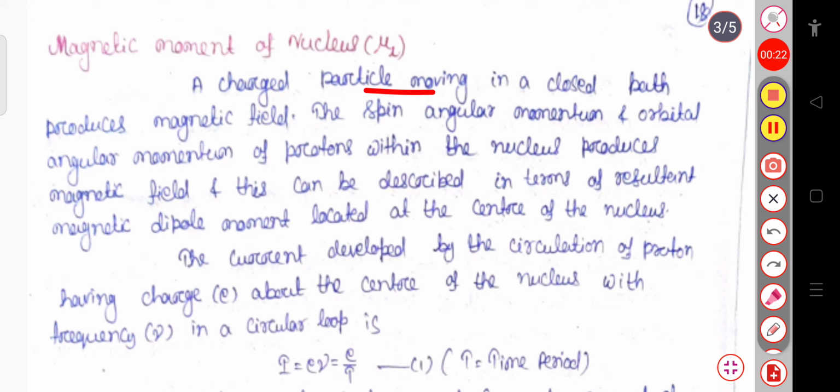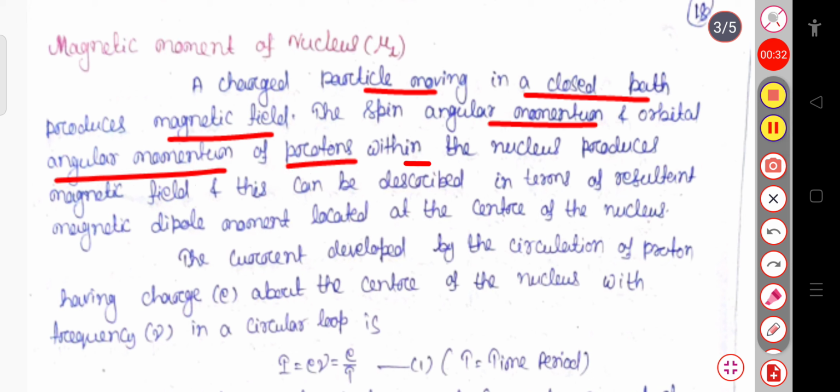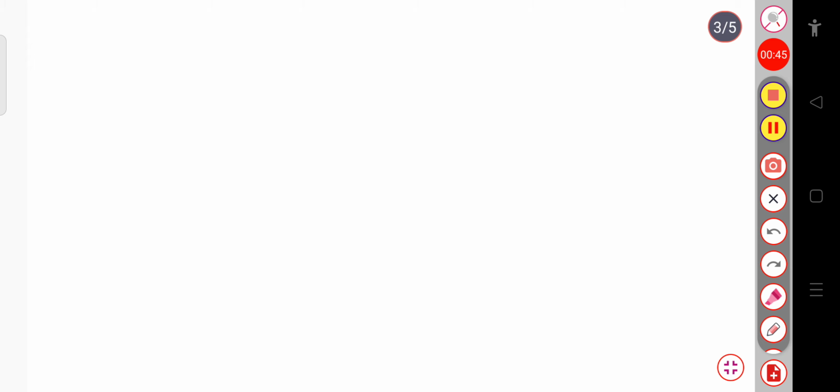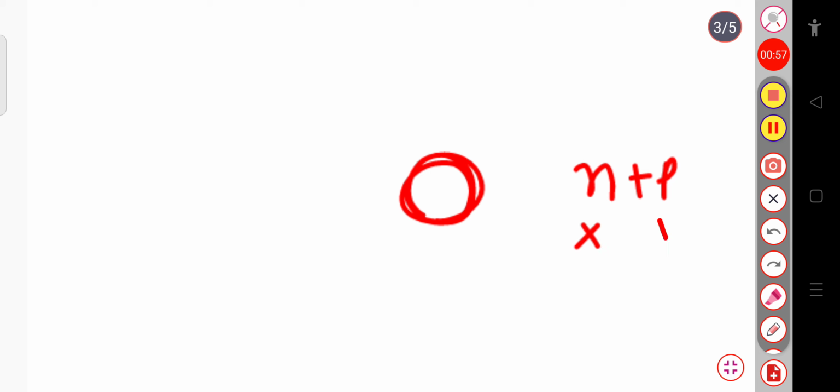A charged particle moving in a closed path produces a magnetic field. The spin angular momentum and the orbital angular momentum of the protons within the nucleus produce a magnetic field, and this can be described in terms of the resultant magnetic dipole moment located at the center of the nucleus. Since here we are focusing on the nucleus, in an atom the central part is called the nucleus, and inside this nucleus the neutrons as well as the protons are present. Neutrons carry no charge and protons carry positive charge.